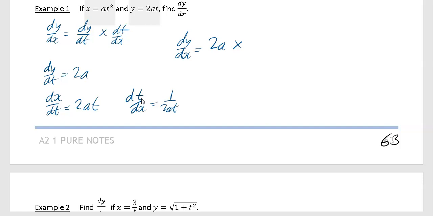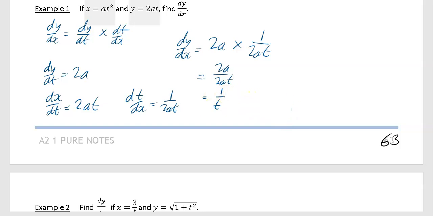So dy by dx, this was my dy by dt. Now I'm going to find my dt by dx, which we've just said is 1 over 2at. So all we do is a wee bit of cancelling out. That's going to be 2a over 2at, and then the 2a and the 2a cancel out, just leaving you 1 over t, and that's it done.